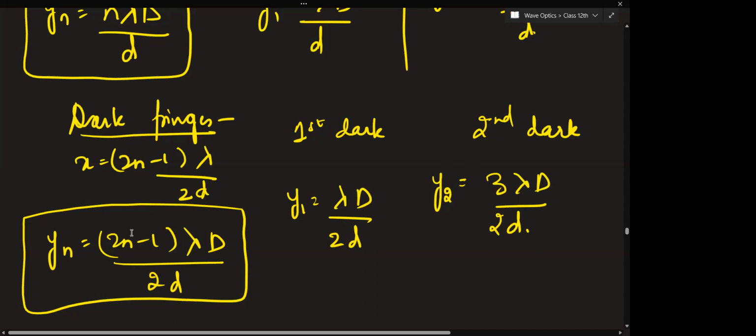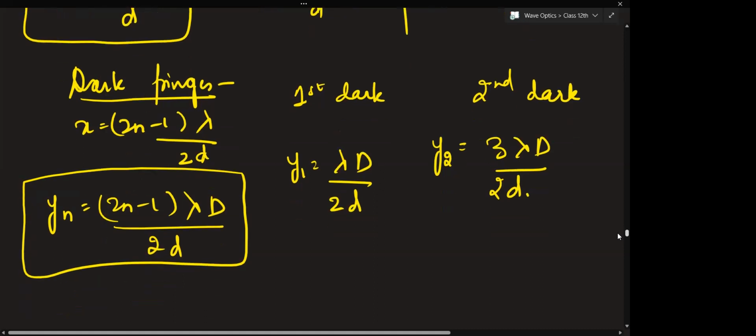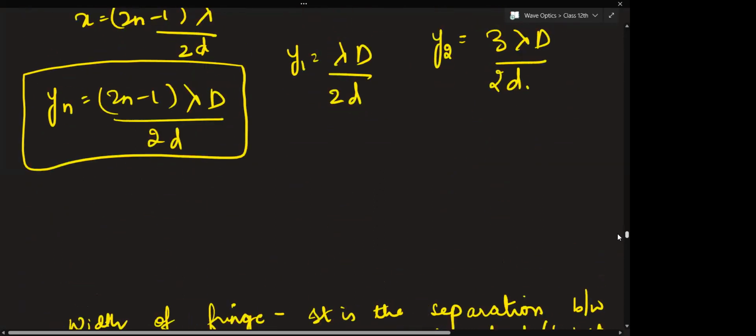Second dark fringe, that will be 2 into 2 minus 1, that is 4 minus 1, 3. So 3 lambda capital D by 2d. Again, if you take n as 3, so that will be 5 lambda D by 2d, and so on like this. Now, whatever value you can calculate for any of the values of lambda.